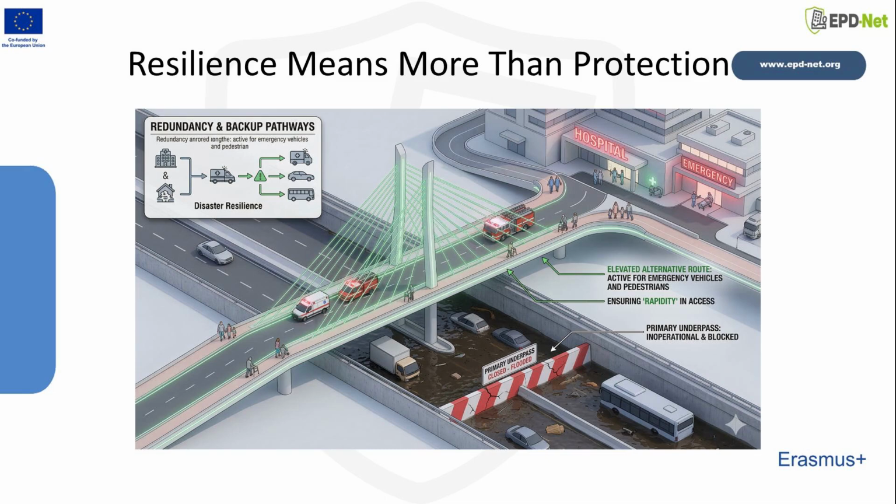Resilience means more than protection. Protection and robustness are important, resisting flooding without major performance failure, but resilience also includes redundancy, backup pathways, alternative routes, and distributed storage that prevents single points of failure. Rapidity matters: how quickly mobility, safety, and essential services are restored after an event. Resourcefulness reflects coordination, information flows, institutions, funding mechanisms, and the capacity to adapt.